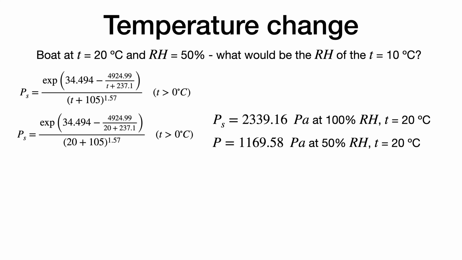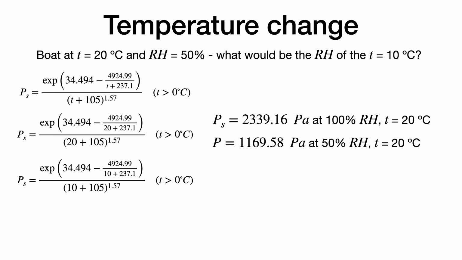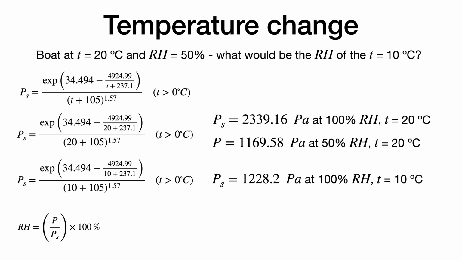If we then look at what happens at 10 degrees. Now I take 10 degrees, plug that in, do the maths again, and what it comes out is the saturation pressure at 10 degrees is 1,228.2 pascals. We know that relative humidity is the vapor pressure divided by the saturation pressure multiplied by 100.